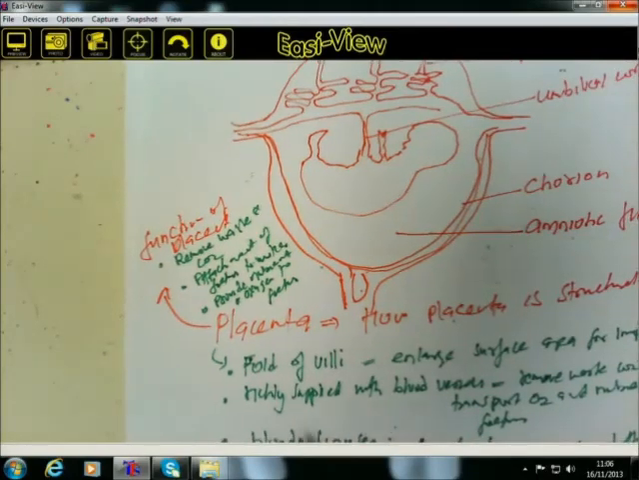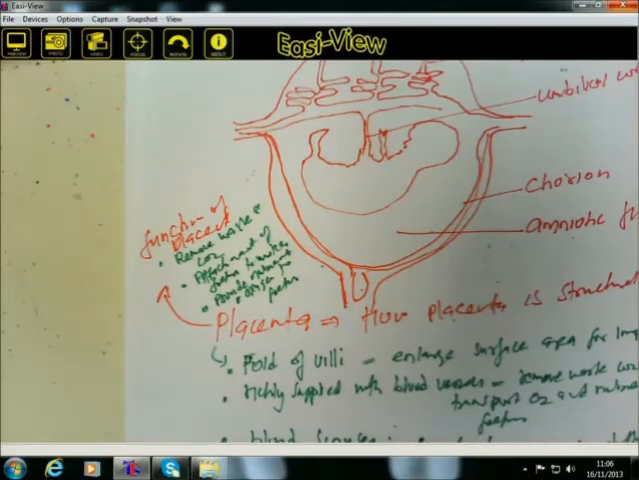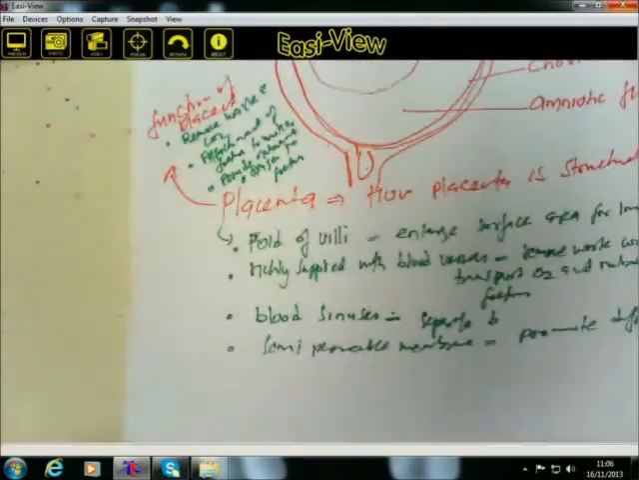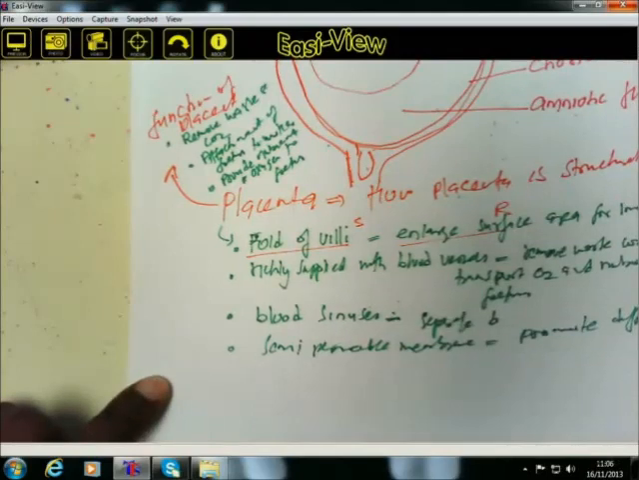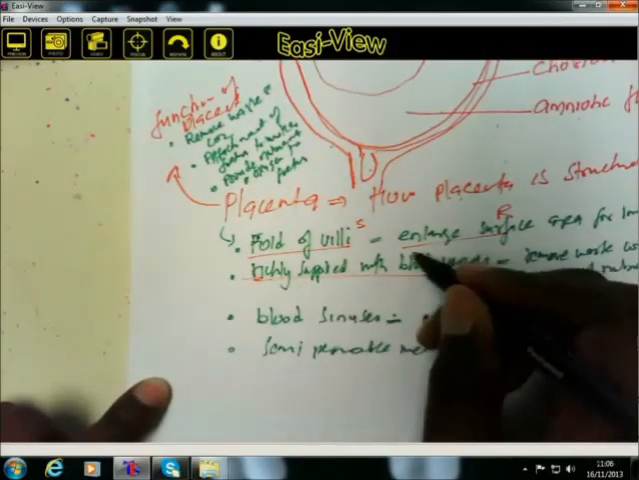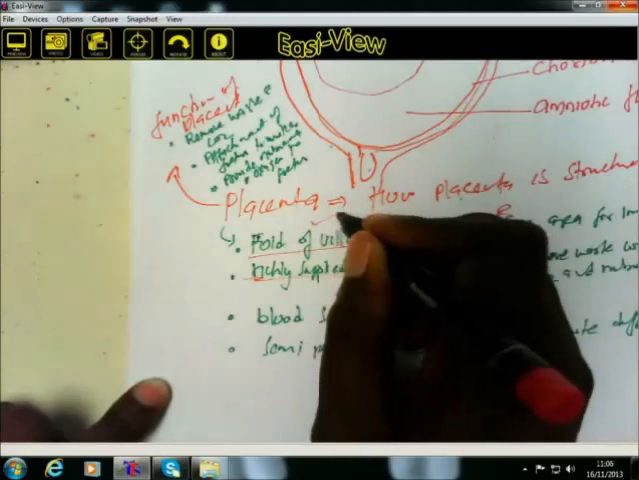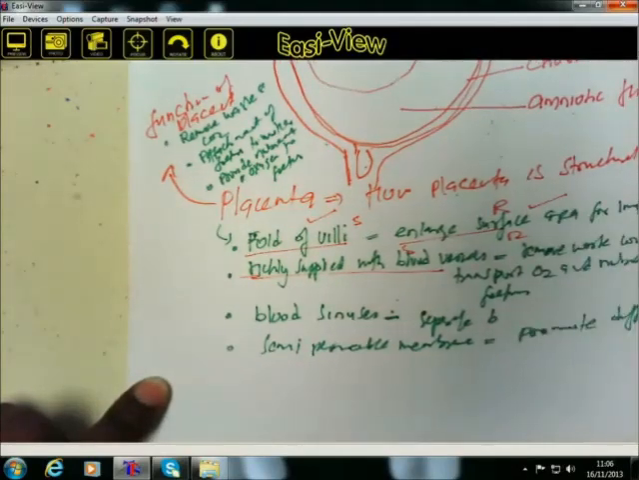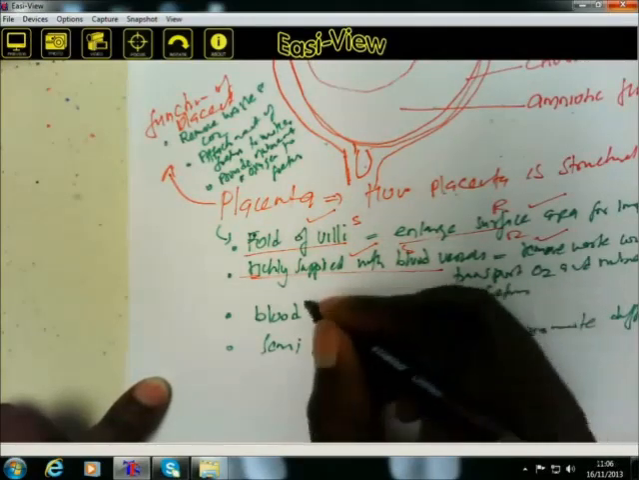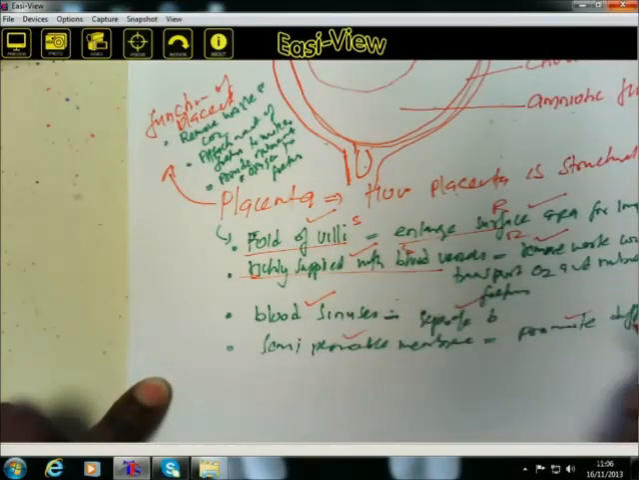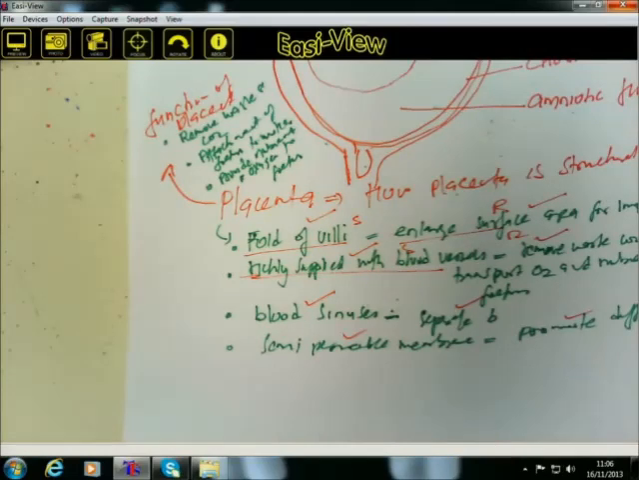So these are the ways. If the question says explain, it means you must provide the statement and the reason. 1 mark for the statement, 1 mark for the reason. Statement and the reason, statement and the reason. So that is how the placenta is structurally suited for its function.